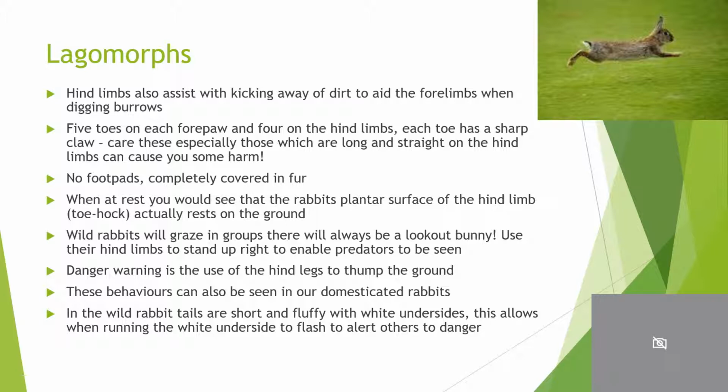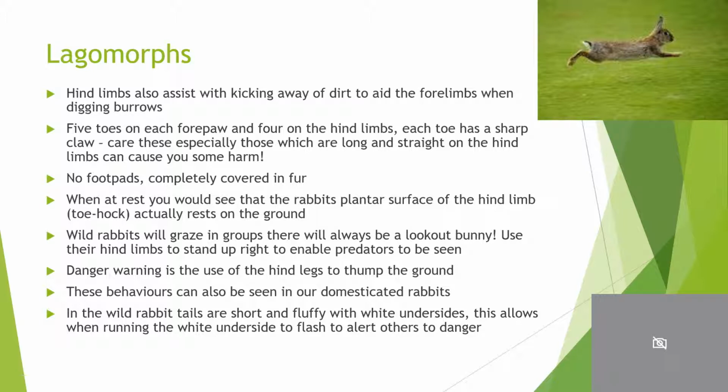They have no foot pads, they're completely covered in fur. When at rest, you would see that the rabbit's plantar surface of the hind limb, or toe hock, actually rests on the ground. Wild rabbits would graze in groups, and there would always be a lookout bunny. They use the hind limbs to stand upright to enable predators to be seen. The danger warning is the use of the hind legs to thump the ground. These behaviours can also be seen in our domesticated rabbits.